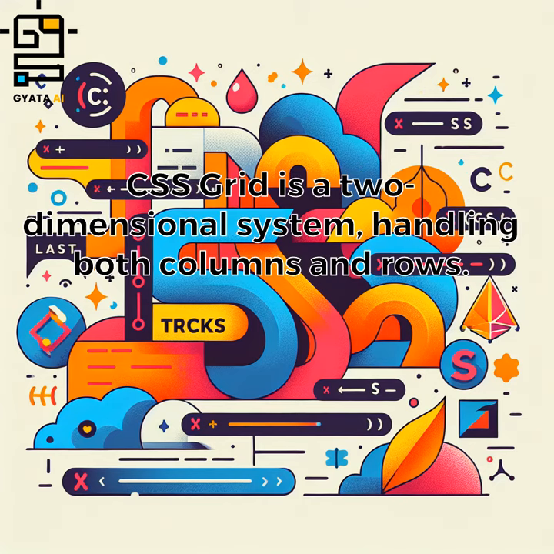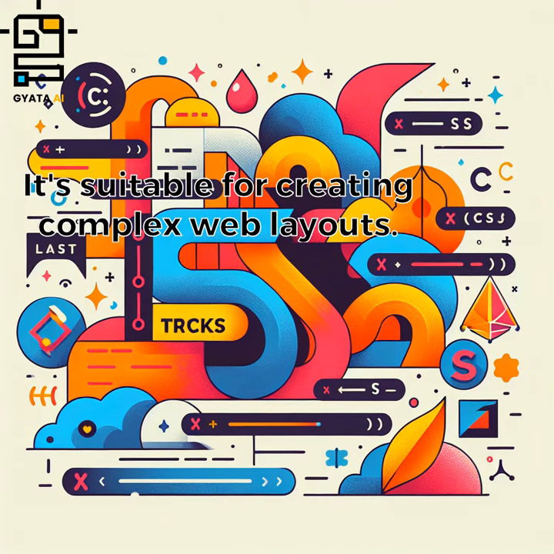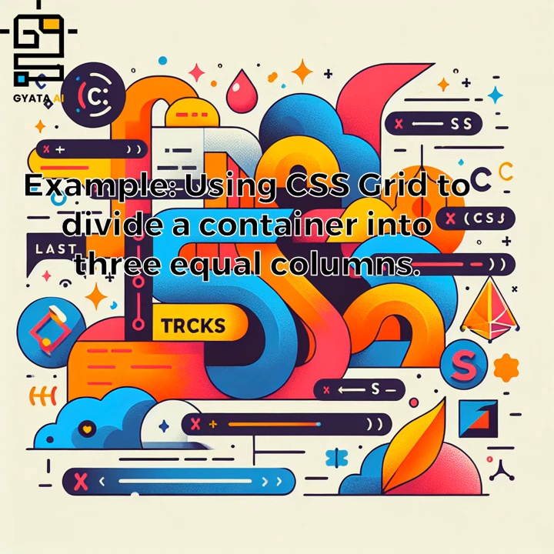CSS Grid. CSS Grid is a two-dimensional system handling both columns and rows. It's suitable for creating complex web layouts. Example, using CSS Grid to divide a container into 3 equal columns.